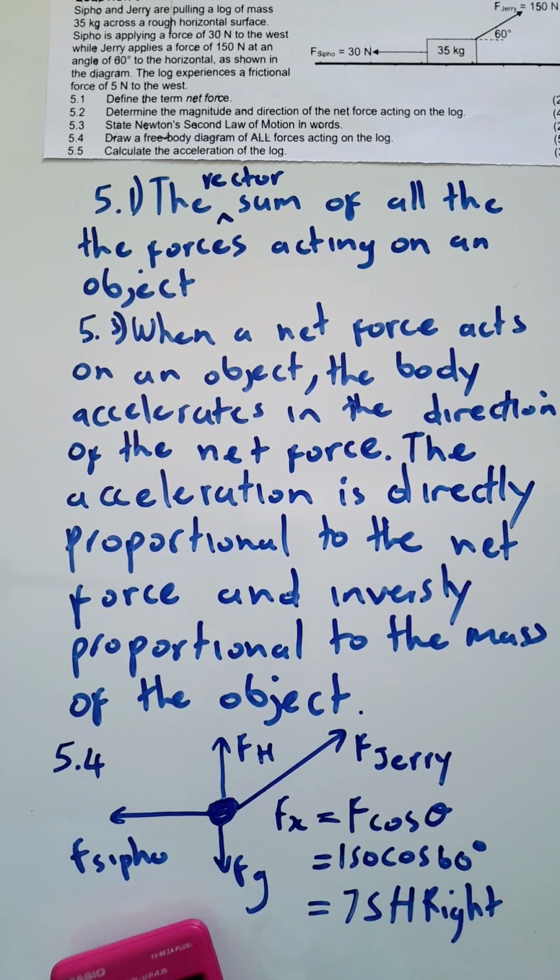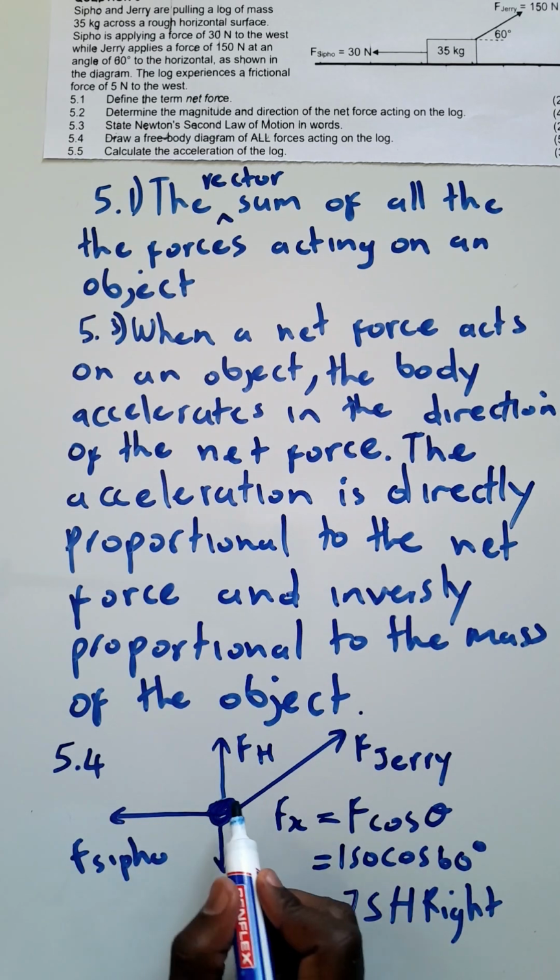Now the horizontal component of Jerry's force is 75 newtons. We compare 75 newtons of Jerry's force to 30 newtons of Sipho's force, and we conclude that Jerry's force wins. It means Jerry has a bigger horizontal component force than Sipho. So the object is going to accelerate to the right. The net force is going to be to the right. And if the net force is to the right, the object will accelerate to the right, and therefore the frictional force will oppose that motion and be to the left.